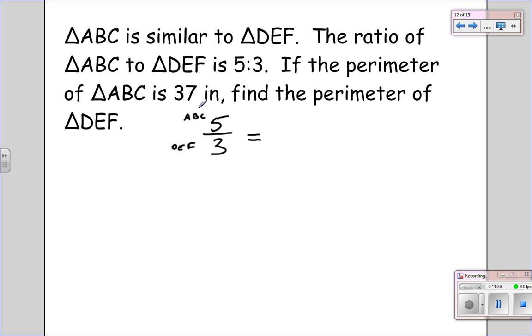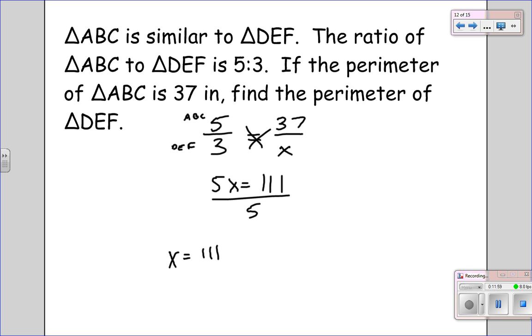Perimeter of ABC is 37. So it gives me ABC's perimeter of 37. So ABC I established was on top. So 37 goes on top. And the perimeter of DEF will go on the bottom, which is X. Cross multiply. 5X equals, what's that, 111. Divide by 5. So once again, depending on your teacher, the perimeter will be 111 over 5 inches, or if they want a decimal, it's going to be 22.2 inches. This will always work for perimeter, just to set it up like this.